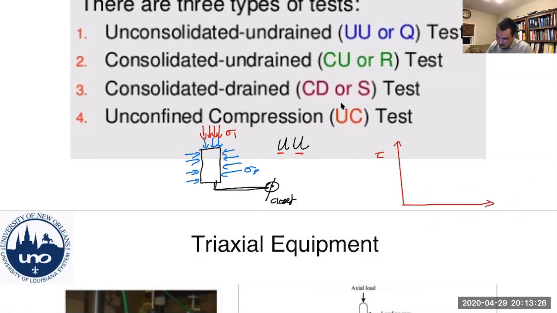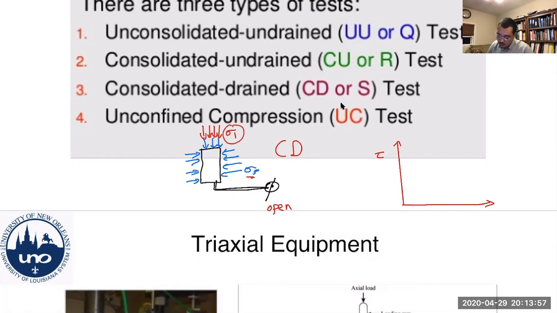Now, if we would, for example, take a look at, let's say, a consolidated drained test. So again, during the first phase of your test, the application of this sigma 3, this valve would be open. Okay? And then during the application of your major principal stress, this valve will also be open.